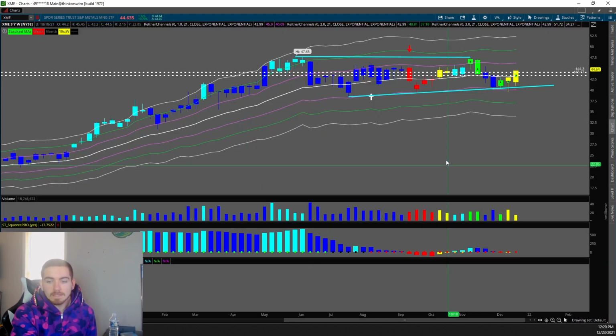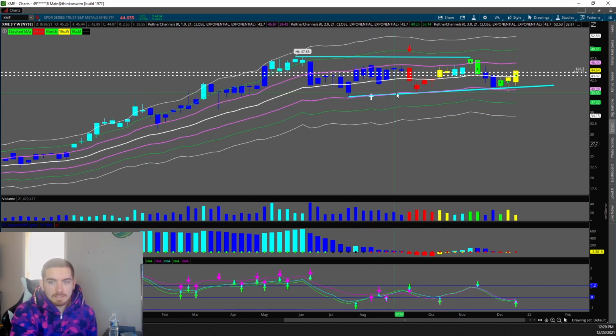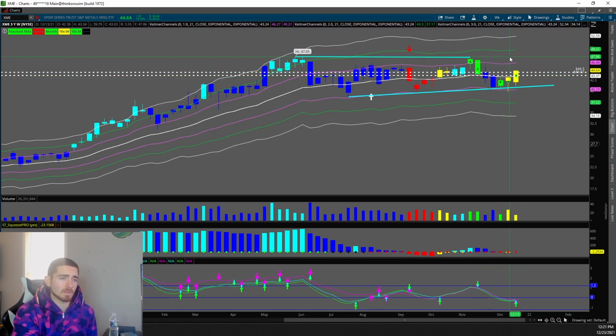But if we go to the weekly time frame, we can see how tight the price has been all the way since right here, which was August 9th of this year. So it's currently been more than 4 months that XME has been in this very tight range. Basically, once that squeeze finally fires, we are going to see a pretty significant move in XME to the upside.